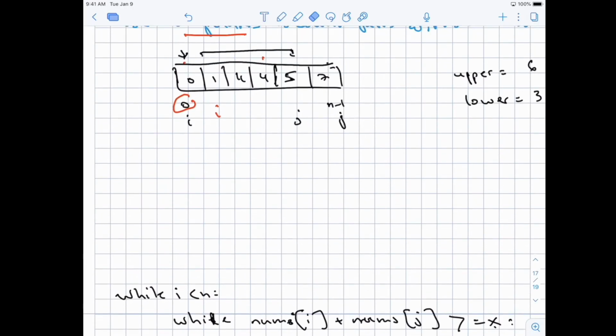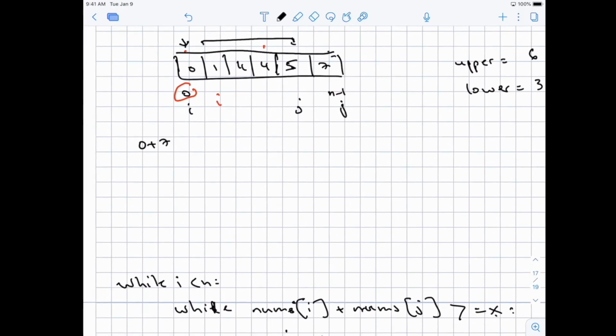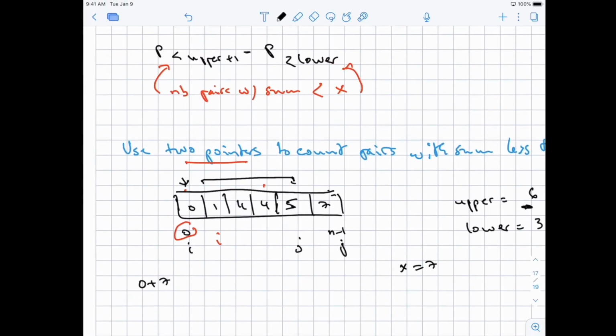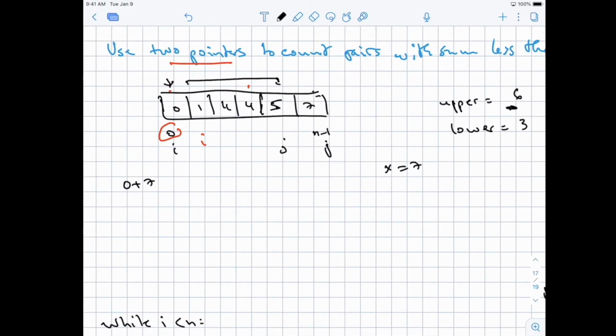So what this would mean basically here is that we will say, okay, 0 plus 7 is, so our x, by the way, let's say upper is 6, so our x would be 7 because we pass, remember, upper plus 1. And so this is equal to 7, so it's not smaller, it's not less than x, and so we move j to the right, because to have a chance to get a smaller sum, we move it to the left, right? So move j, now j is here, 0 plus 5, that's actually smaller than 7, so we are good.